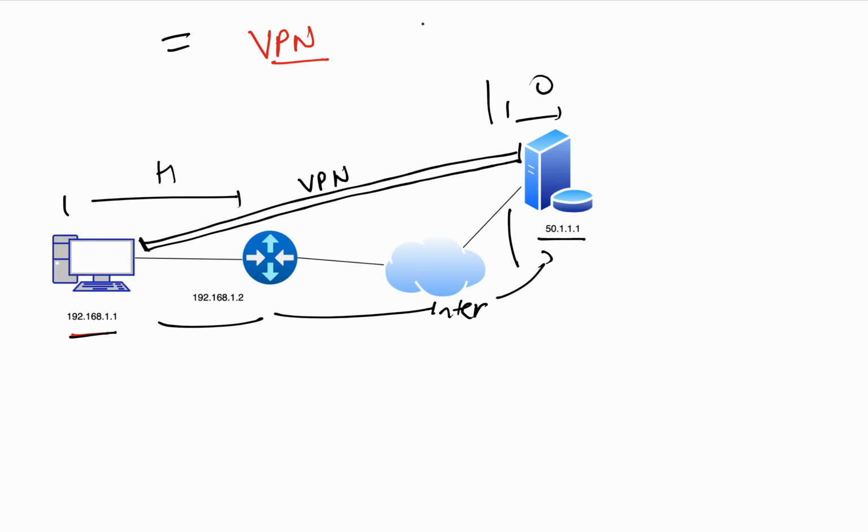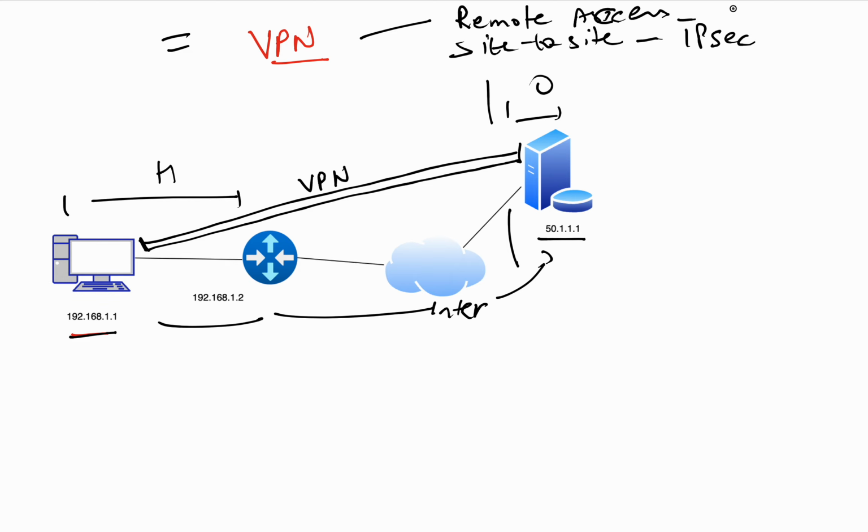Got it? So this is a VPN, and there's another very important thing. There are types of VPN tunnels. One is remote access. Then there is site to site. Usually for site to site we use IPsec. For remote access we use SSL. Correct? So this is a typical VPN network.